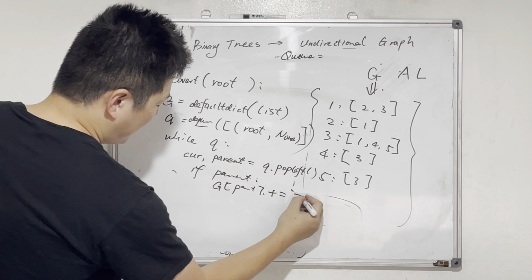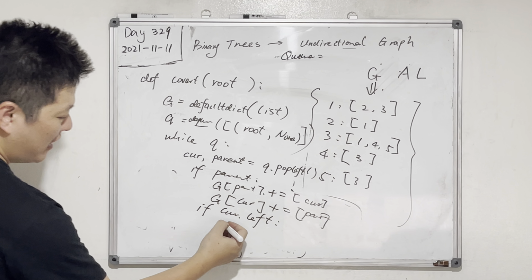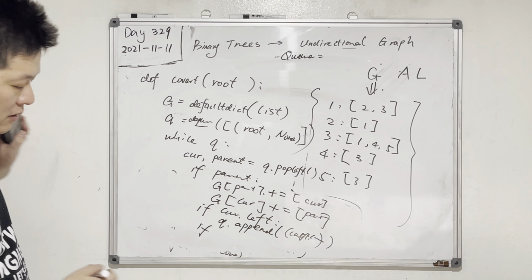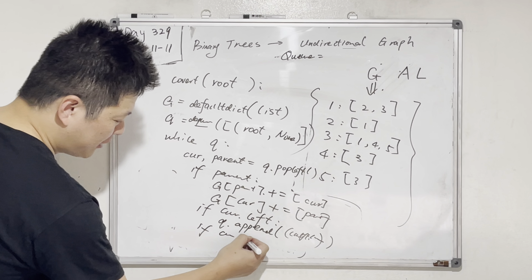Okay, and then if current dot left, if there's a left kid, we need to push it into the queue. Append what? Append a tuple. So append current dot left, and what's the parent of current dot left? Current. Yeah, push the left kid. What should I do with the right kid? If current dot right is not empty, then we do this. Q dot append current dot right. What's the parent of current dot right? Current. Yeah.